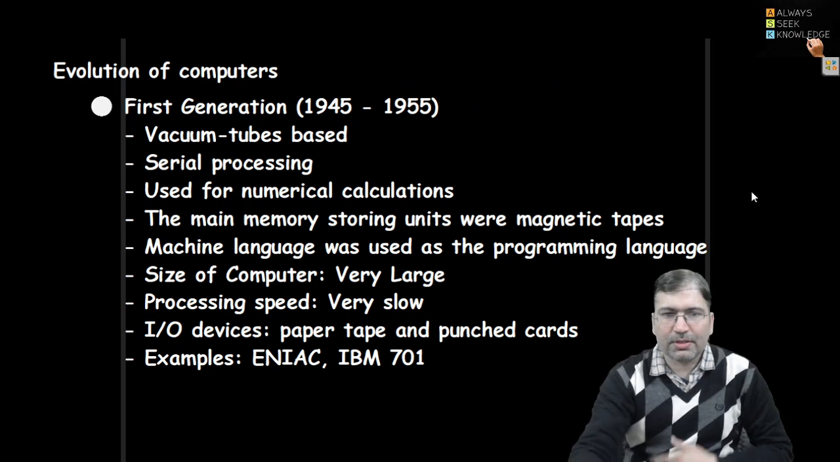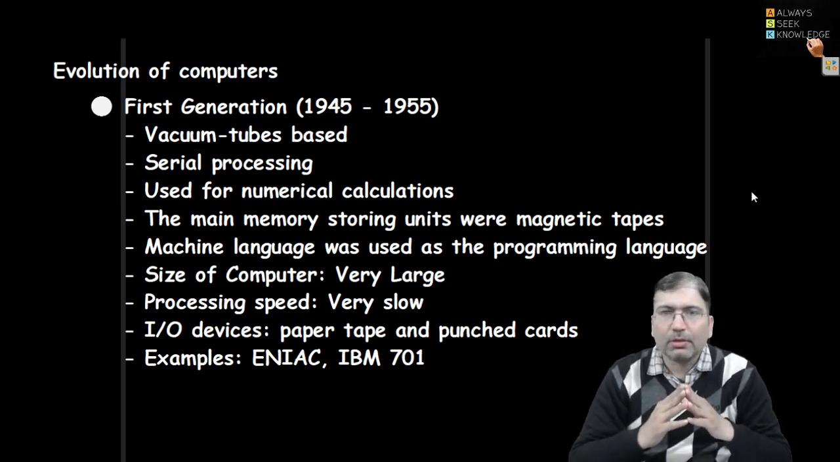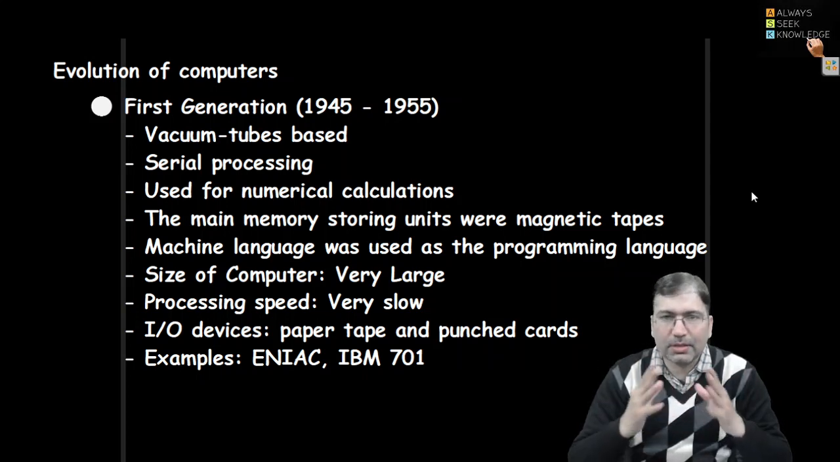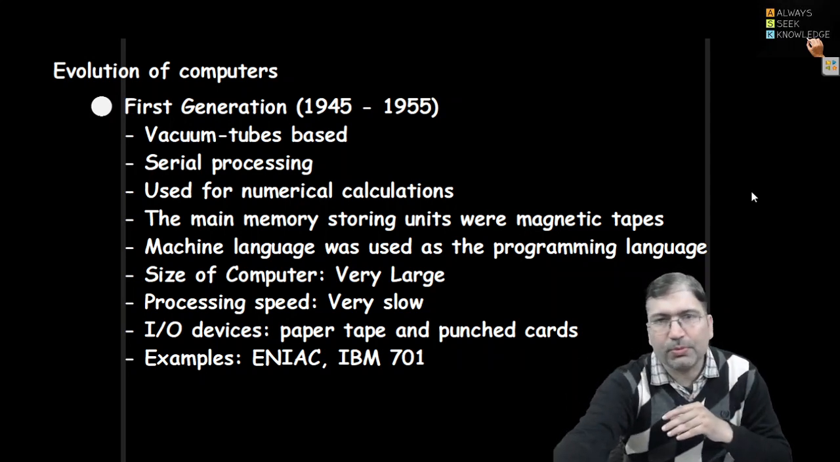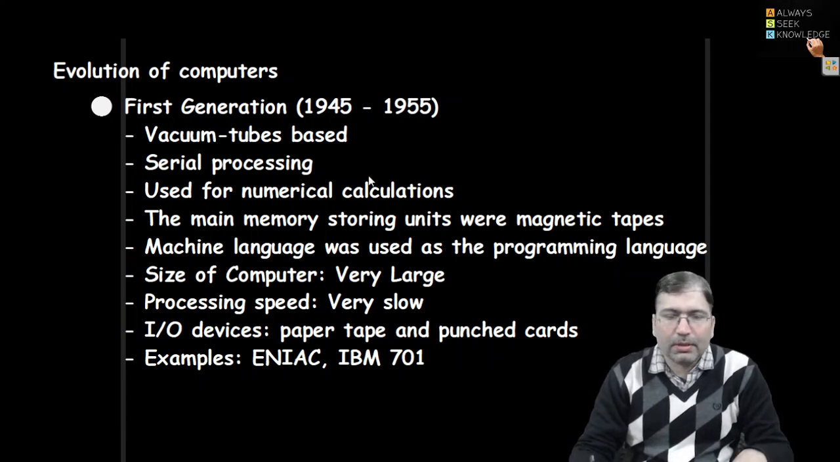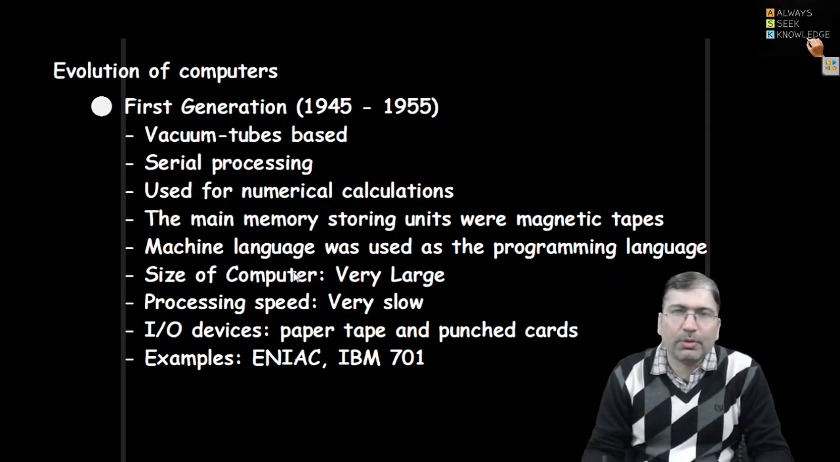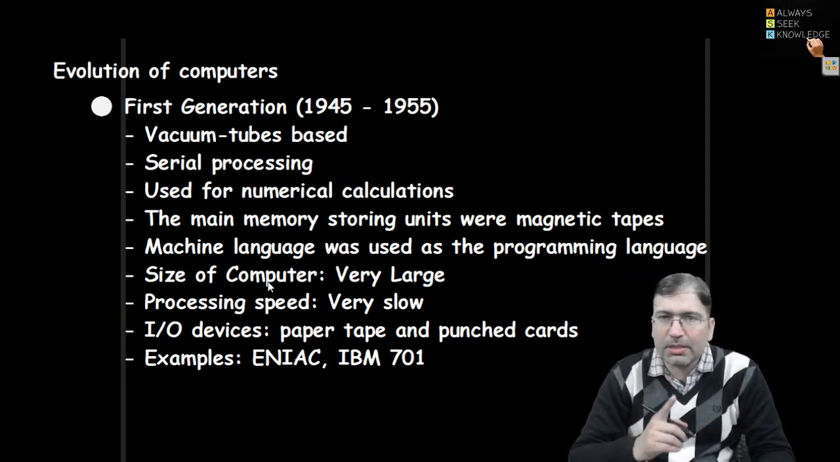So let's begin with the very first generation of computers. Those came into existence somewhere around 1945 to 1955. These computers were very large in size, like a big room. They were using vacuum tubes for connectivity, and they were only capable of serial processing, or you can say at a time only a single process can be initiated. So until and unless one process finishes its execution or lifetime, another process will not be able to initiate.